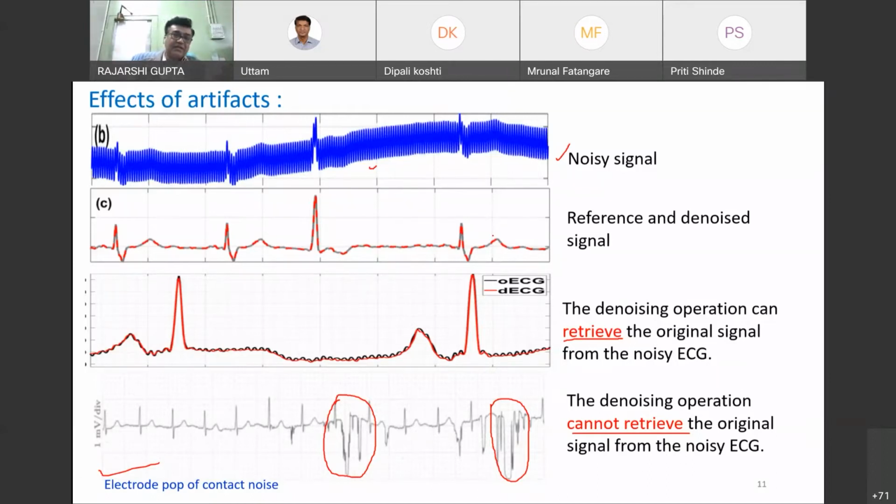Many types of denoising operations, starting from digital filters, now wavelet, EMD, VMD. These methods have become very popular.